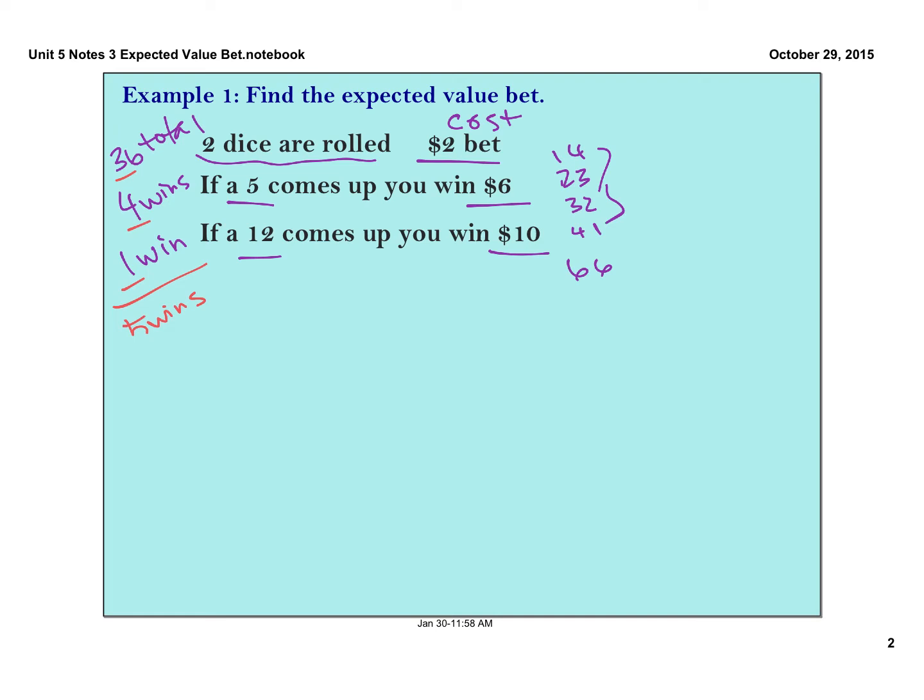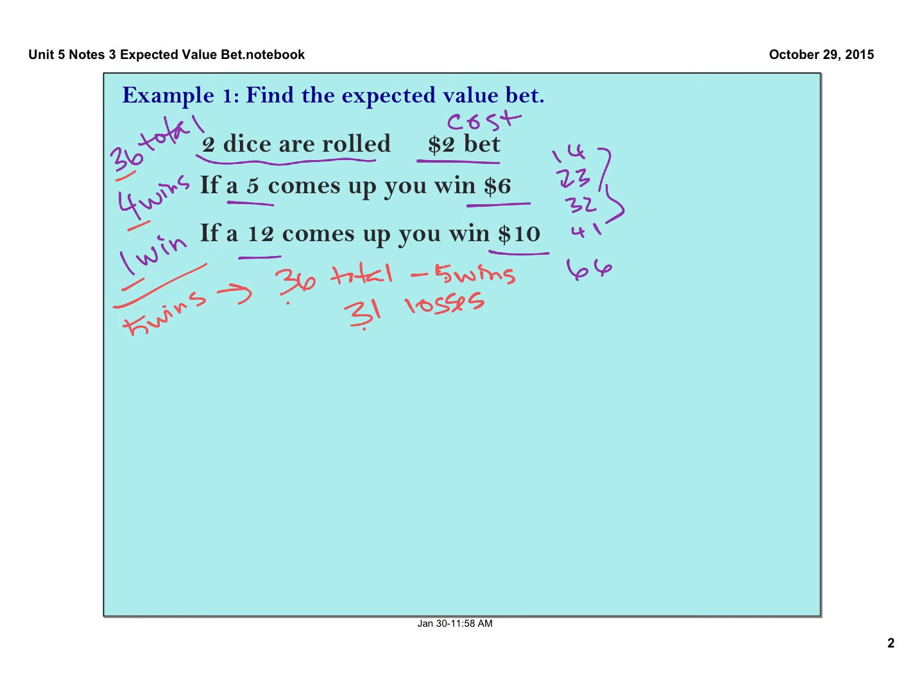Then you need to find how often you lose. What is the probability that you lose here? If I take 36 total minus 5 wins, that means I have 31 losses. You're going to need that when you calculate the probability of losing. You've got 36 total, 5 wins, 31 losses. All right, so now let's set this up.